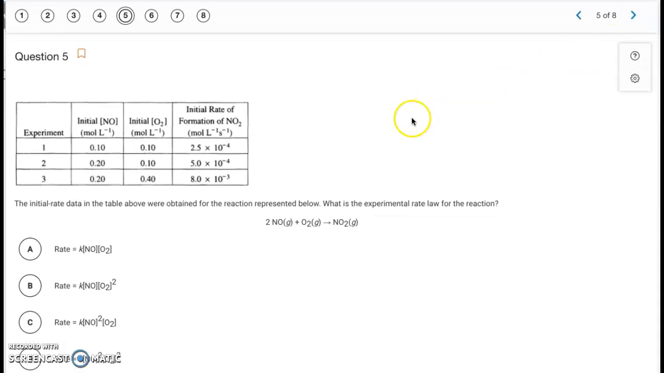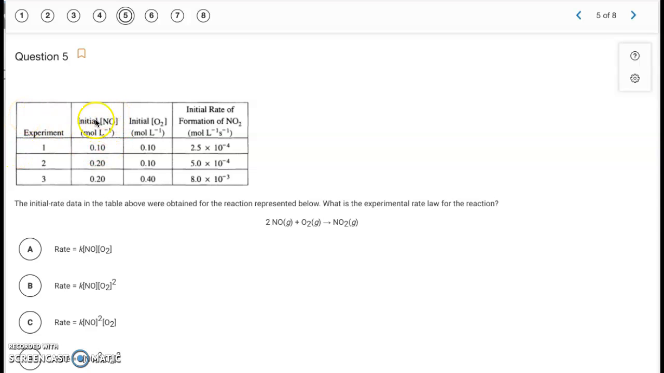All right, question 5. The initial rate data above were obtained for the reaction represented below. What is the experimental rate law for the reaction? So we have this balanced equation. This is the method of initial rates. We have 2 reactants here, NO and O2. So we want to look at the experiments to figure out what the order is for each reactant.